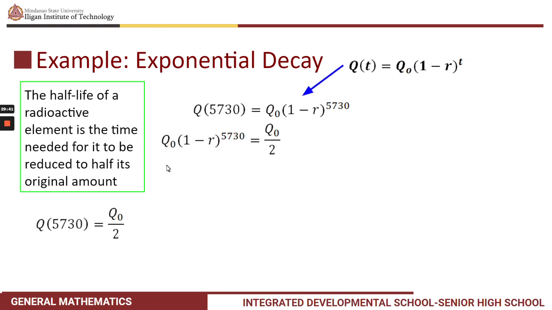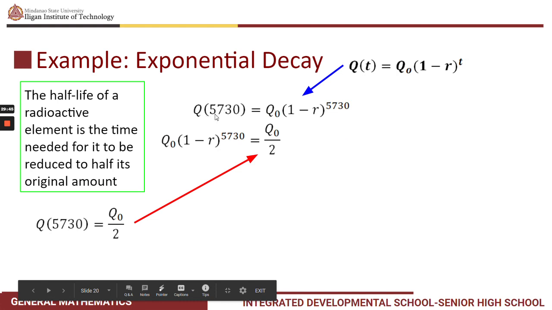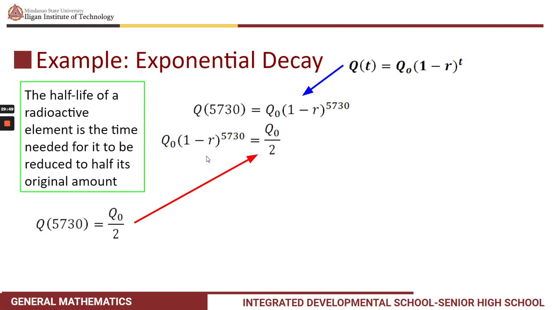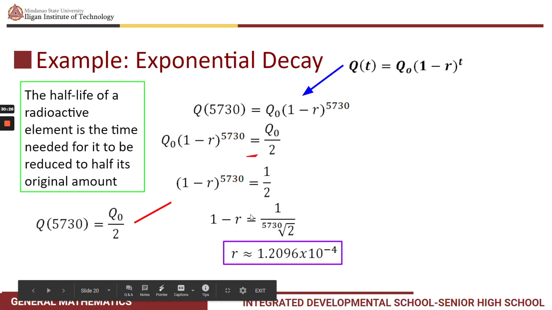So if we substitute both to Q of 5,730, we'll get this equation in here. If you multiply both sides by 1 over Q sub 0, we will get (1 minus r) raised to 5,730 equal to 1 half. And then take the 5,730th root of both sides, you will get 1 minus r equal to 1 over the 5,730th root of 2. So if you're trying to solve for r, that's approximately 1.2096 times 10 to the power of negative 4. So that's our rate.